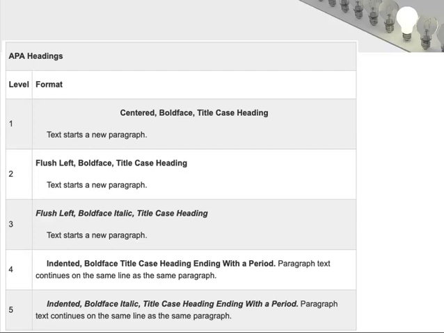It is important to note that for level 4 headings, the paragraph starts immediately after the period and not on the next line. In your papers, you will rarely go beyond level 3 headings. However, a more comprehensive review of literature for a dissertation may require the depth of a level 4 heading on some topics.